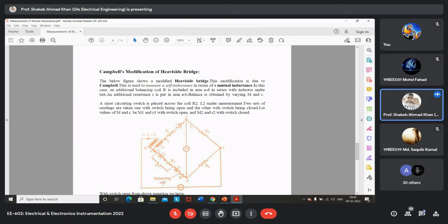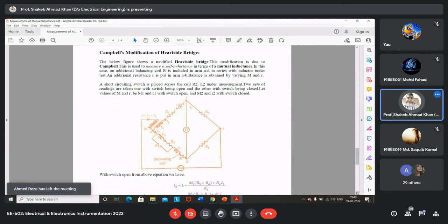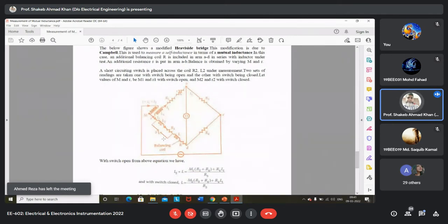So in this case, another bridge, the Campbell's modified bridge, is used to measure self-inductance in terms of a mutual inductance. Another coil has been added here, and this is your balancing coil, and this is your test coil, whose inductance we are interested in finding out in terms of the mutual inductance. Obviously, whatever mutual inductance you are taking should be correctly known.